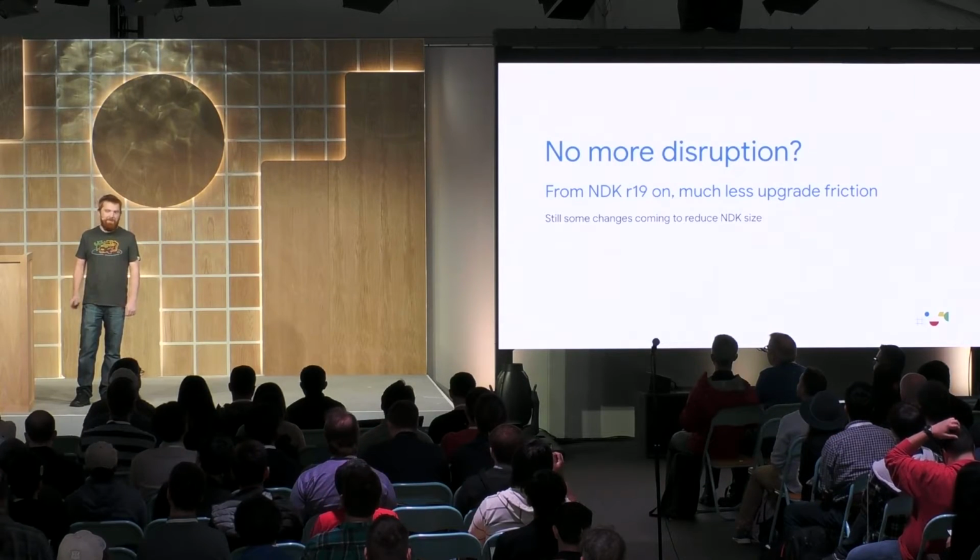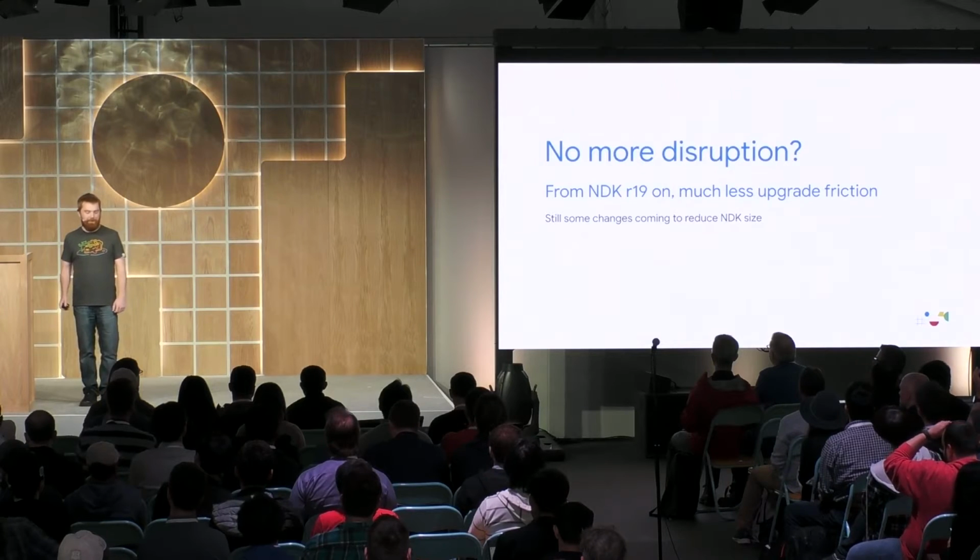Does this mean that there's no more disruption when you update your NDK? Unfortunately, not quite. There are still a few changes we are going to need to be making. This is particularly to reduce the size of the NDK. There's a whole bunch of redundant copies of things right now. And if your build system is currently relying on those redundant copies, when I go to delete them, your build system is going to break.